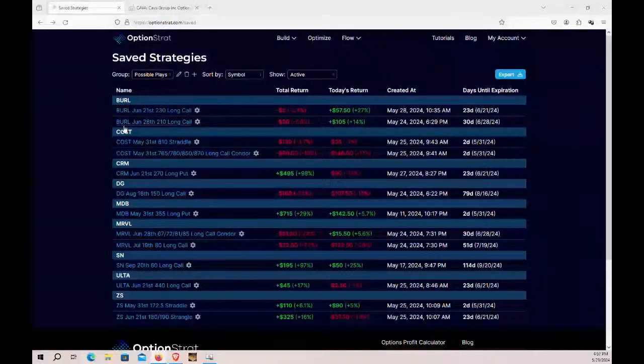Tomorrow we have Burlington, Costco, Dollar General in the morning, I think Dow in the morning, Marvell, Okta and Zscaler in the afternoon, Costco, Burlington in the afternoon, Dollar General in the morning, probably Dow in the morning. That's what we have tomorrow. So pretty much it, guys. We are pretty much good for today.